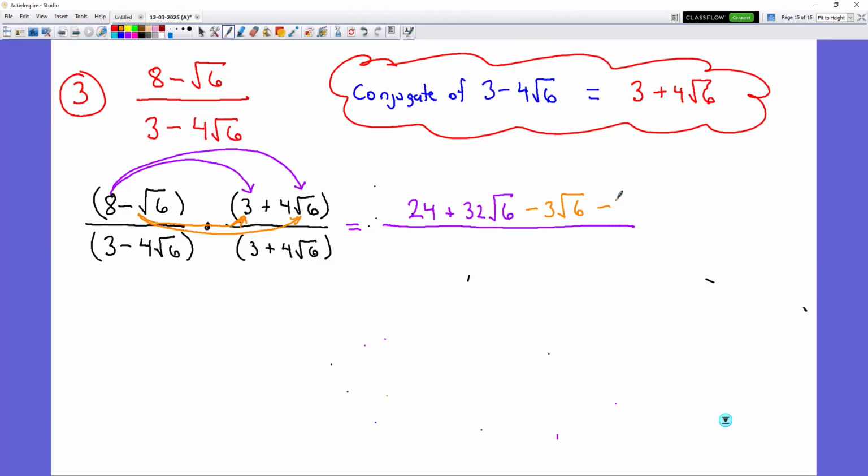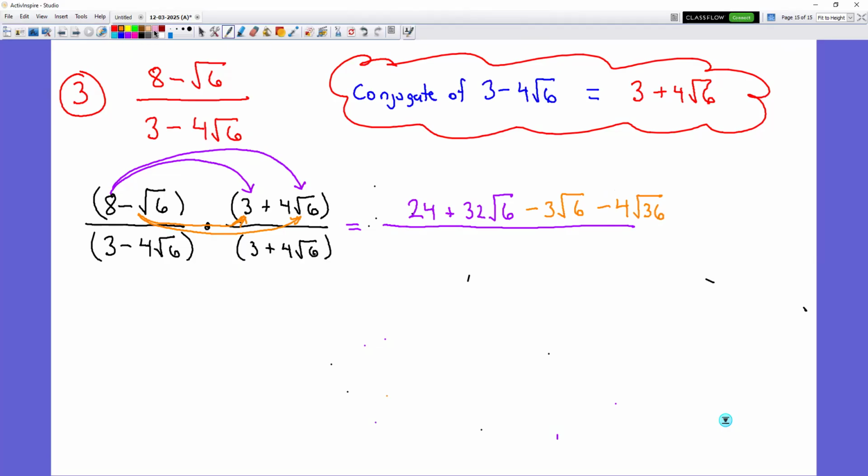And then we have negative 4 on the outside. And then we have square root of 6 times square root of 6. So that's going to be square root of 36, okay? So remember, the inside is getting multiplied. All right, so that's a numerator for right now. So now let's do the denominator.